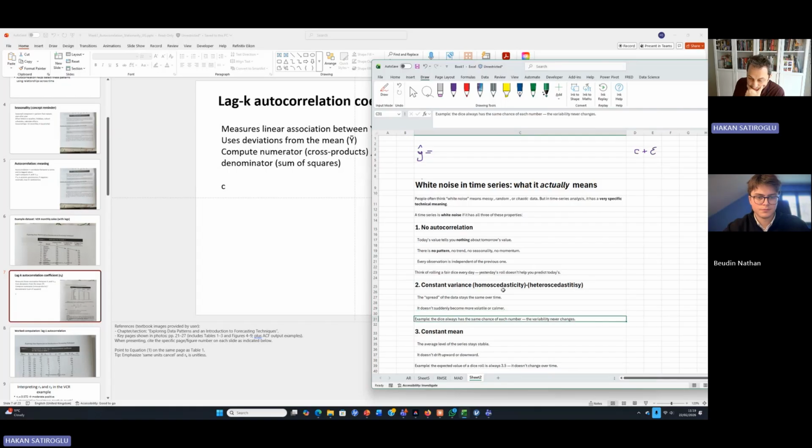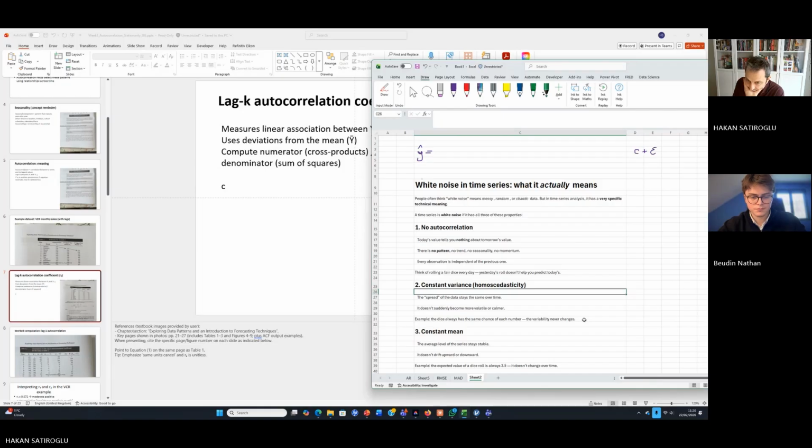Now AI made the explanation for this one. The dice always has the same chance of each number. The variability never changes. It is measuring whether the volatility becomes too high or too silent at any time.